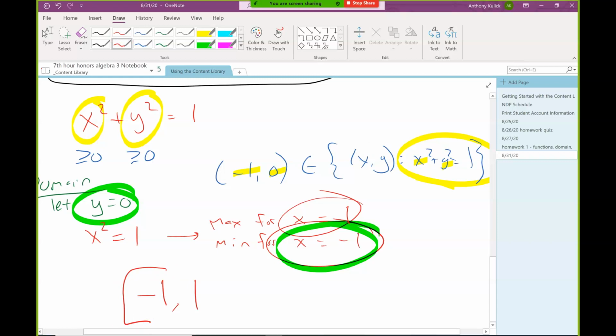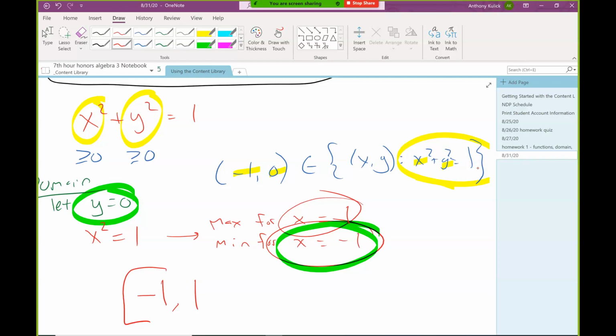You okay there? Yeah. Now, if this was, say, for example, a strict less than instead of an equal sign, like x squared plus y squared is less than 1, there I would use a parenthesis, because if I put in (-1, 0), that's not actually a member of that set. It doesn't satisfy it because you'd have 1 less than 1, which is not true. Does that make sense? Yeah.